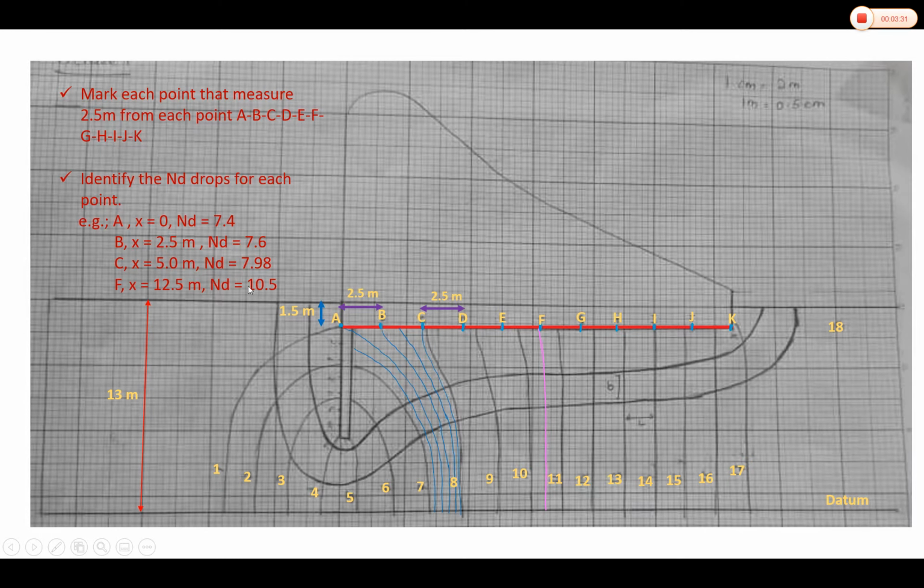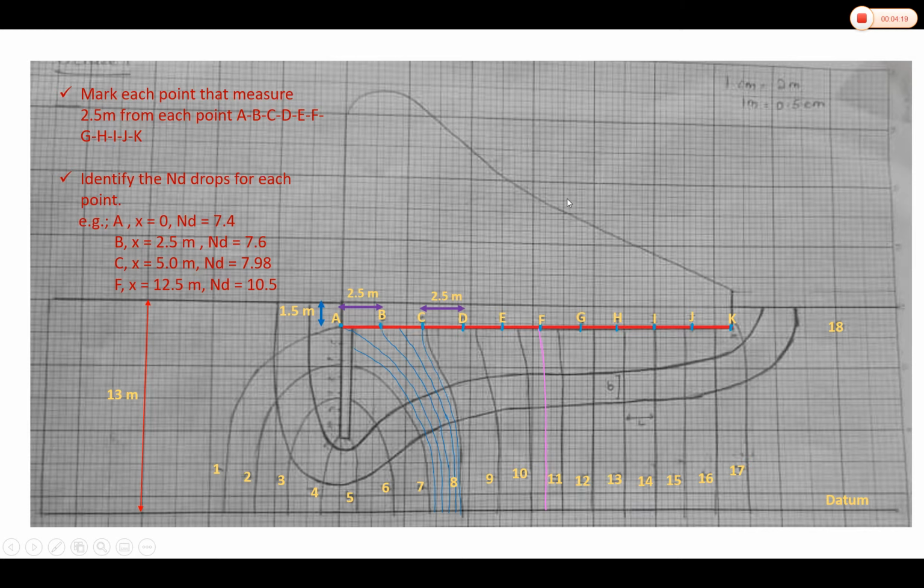Then what we need to do is to mark each point that measures 2.5 from each point. Since the delta x for each interval is 2.5, we measure 2.5. I start from the left side of the concrete dam, which I label as point A. From point A measure 2.5 meters and label it B, another 2.5 label it C, another 2.5 label it D, until the point at the end of the dam, which is point K. Each interval has 2.5 meter distance.